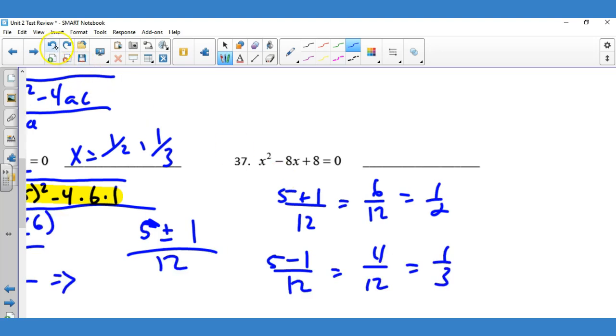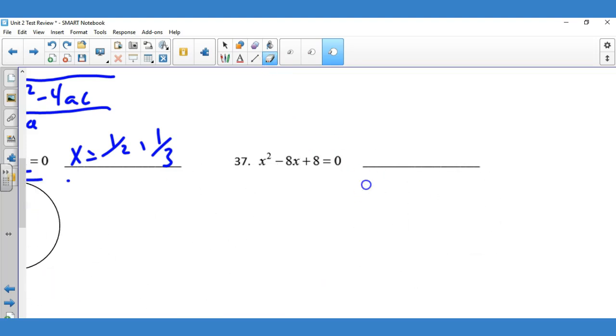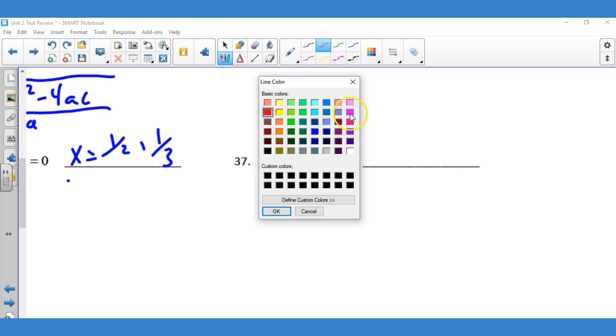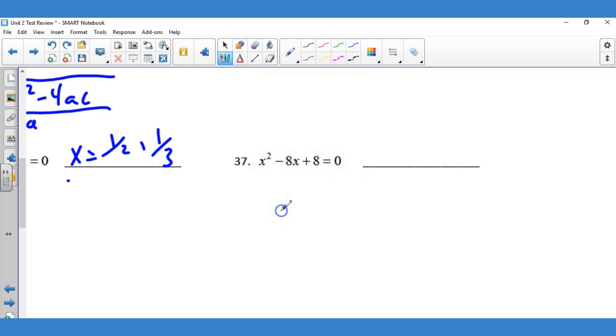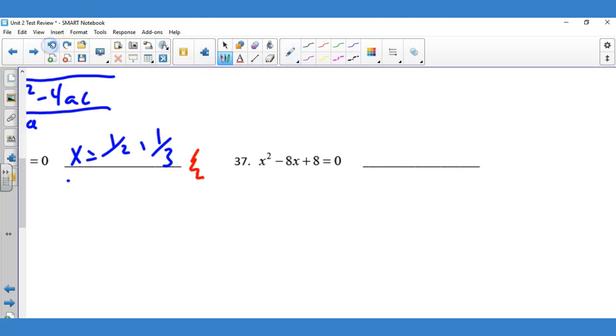Now 37. Let's see here. I'm using another color. Ooh, more colors. What can I do with this? Nice pink, man. Add that to the palette. That's still red. Ooh, that sucks. All right, we'll go red then.